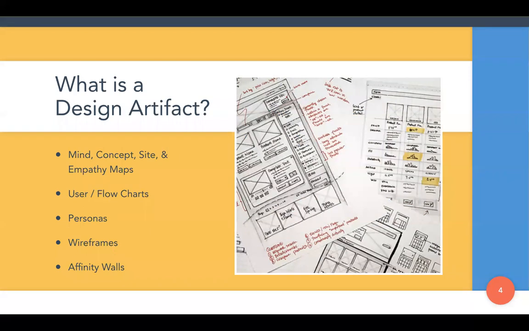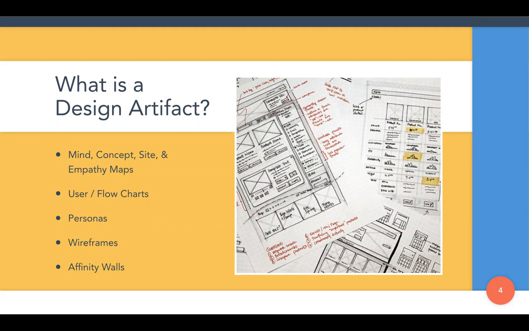So what's a design artifact? A design artifact is essentially a drawing. Drawings are ways that you record observations. When I was in art school, it blew my mind when I learned that drawings were simply a record of my observations. In the user experience world, they can be mind maps, concept maps, sitemaps, empathy maps.